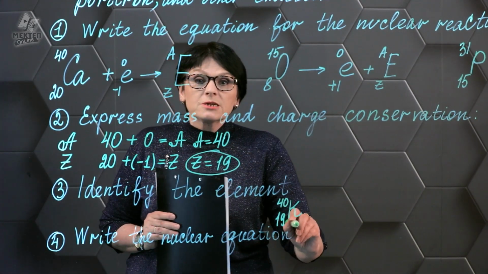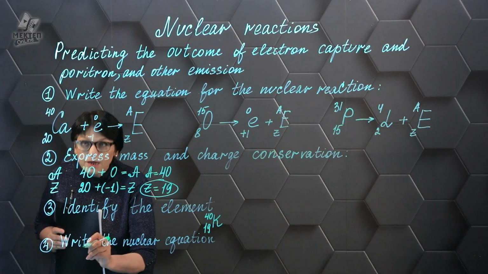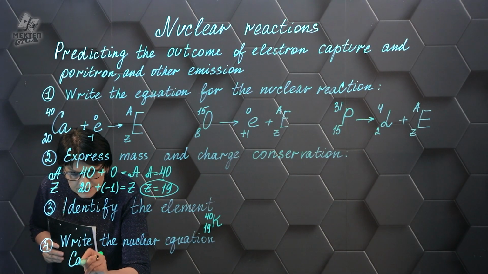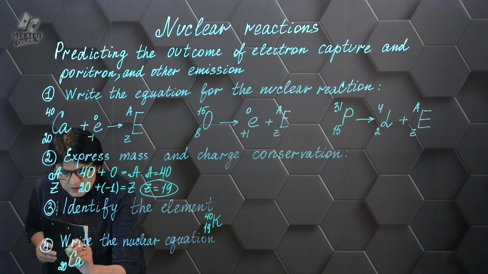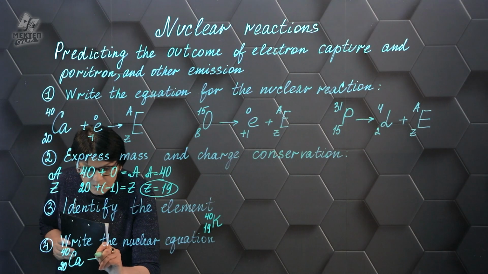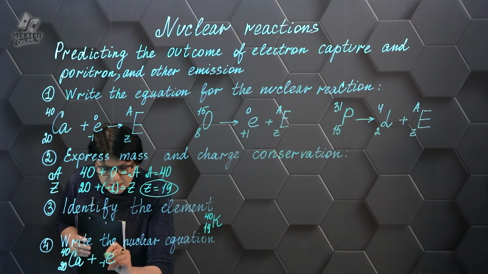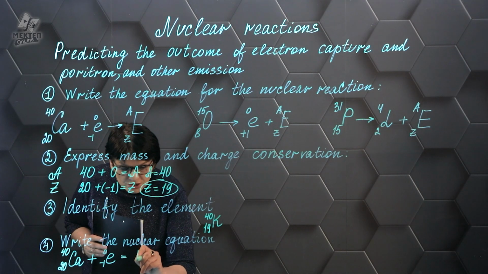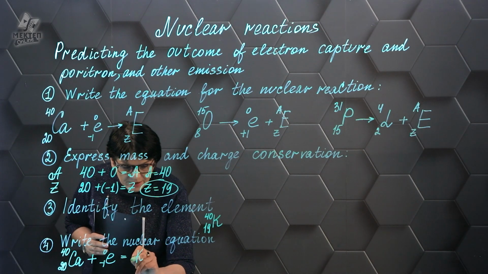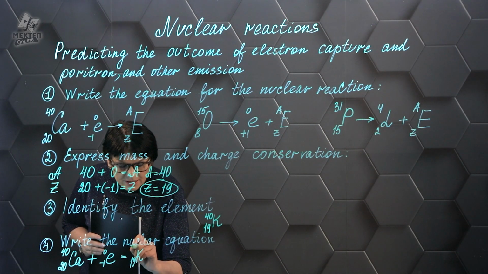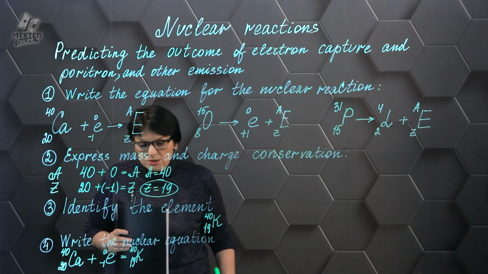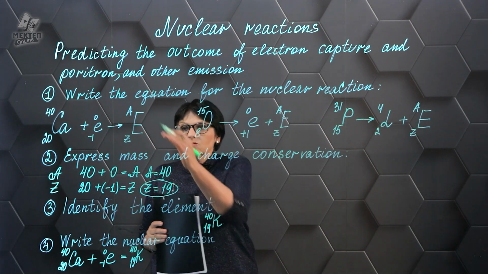What remains is to write the equation of the nuclear reaction. So we've taken calcium, number 20, and mass 40, subjected it to electron capture -1, 0, and the unknown element on the right-hand side is potassium 19 of mass 40. That answers the question of what is the unknown element.